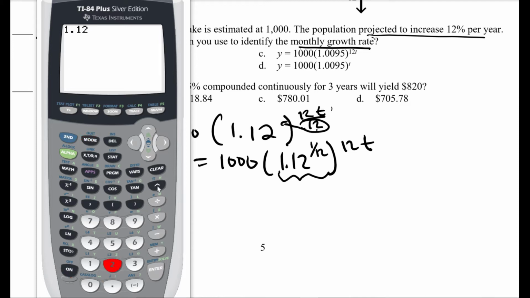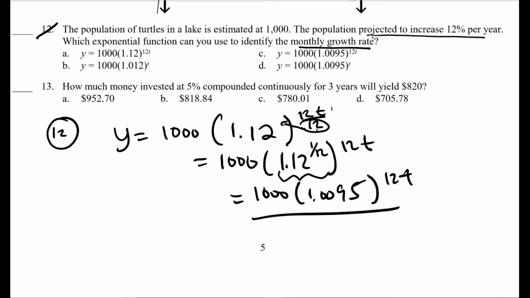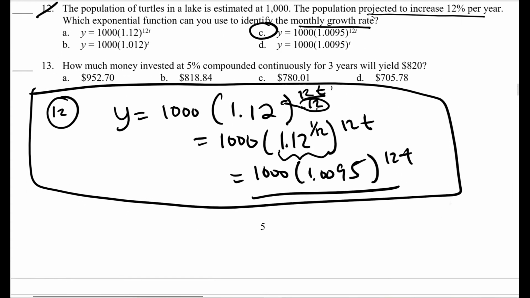1.12 raised to the 1 divided by 12 power, and that will give me 1.00948. So 1.0095 raised to the 12t. So now we've got the exponential model for the monthly growth rate, and so that's going to be C. Okay, but again, we won't go over that on the test. It was a problem in the lesson, but I figured I could toss that out. It's not really too important.